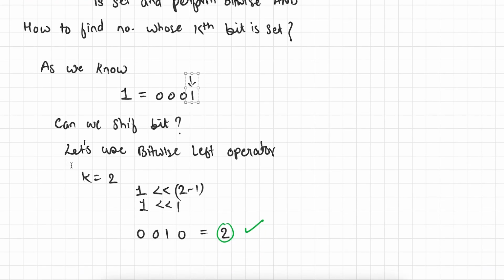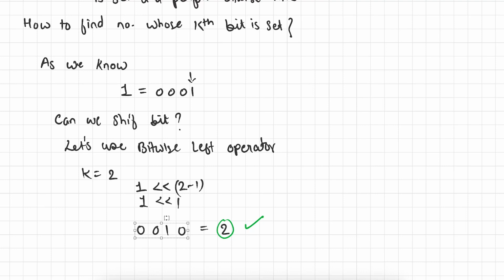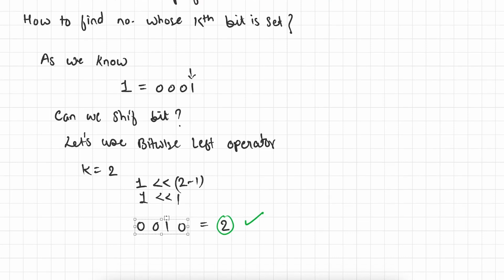So let's say k is equal to 2. It means I want to check if the second position bit is set or not. Currently the bit is at the first position and I want to move it to the second position. So how many positions do we need to shift? Obviously 1. If we do 1 left shift (2 minus 1), that is 1 left shift 1, we get 0010. Now our 1 is at the second position, correct? So we got our number whose kth bit is set. Now we can simply do bitwise AND with the number and we get the output. Okay, this is the first way.